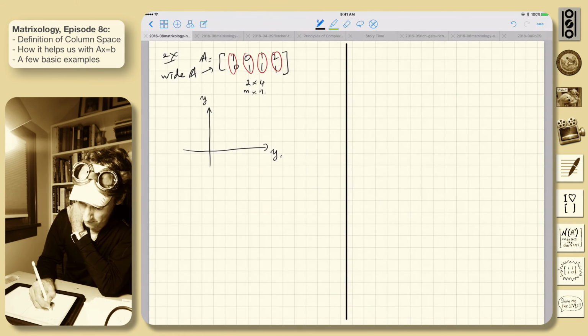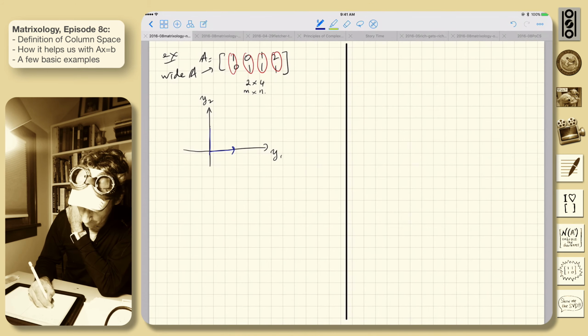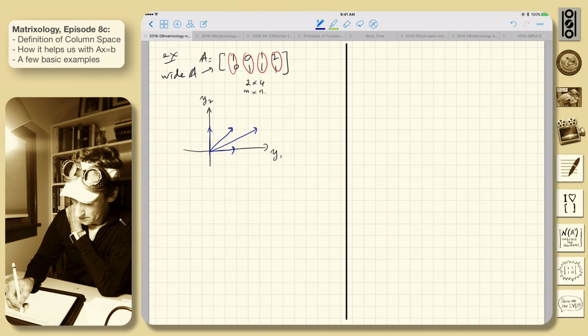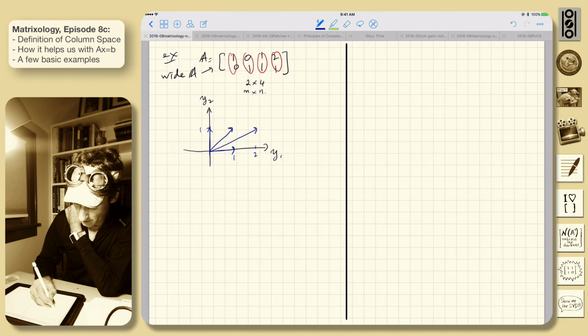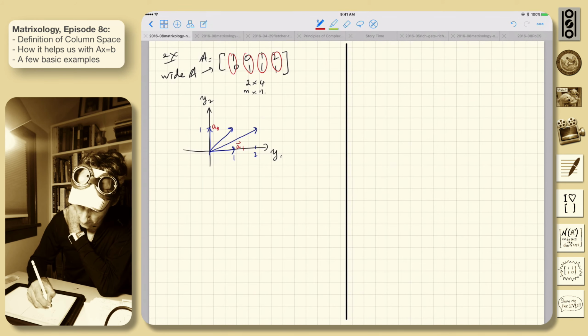Y1, Y2. Let's draw in these. I'll just draw them in order. So there's a 1, 0. There is a 0, 1, a 1, 1, and then a 2, 1. So this is 1, 2, and 1. And these are A1, A2, A3, and A4.